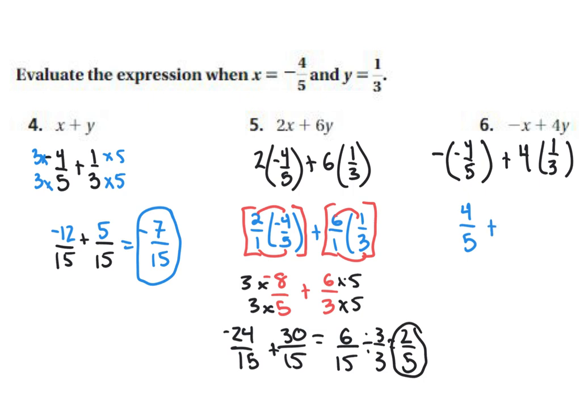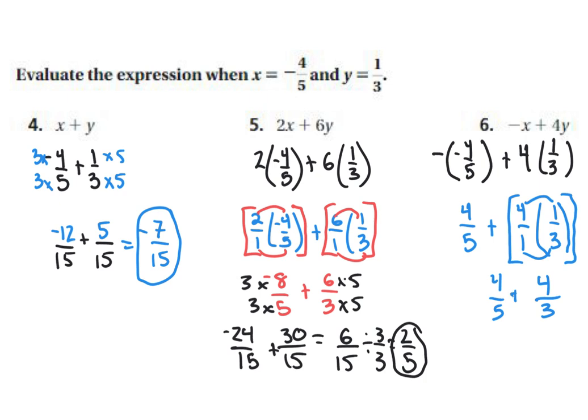Then we're going to add, and let's write 4 as a fraction, 4 over 1 times 1 over 3. Order of operations tells us we have to do this multiplying first. So 4 times 1 is 4, 1 times 3 is 3. And then we get 4/5 plus 4/3, and once again we have to find common denominators, and it is once again going to be a denominator of 15.